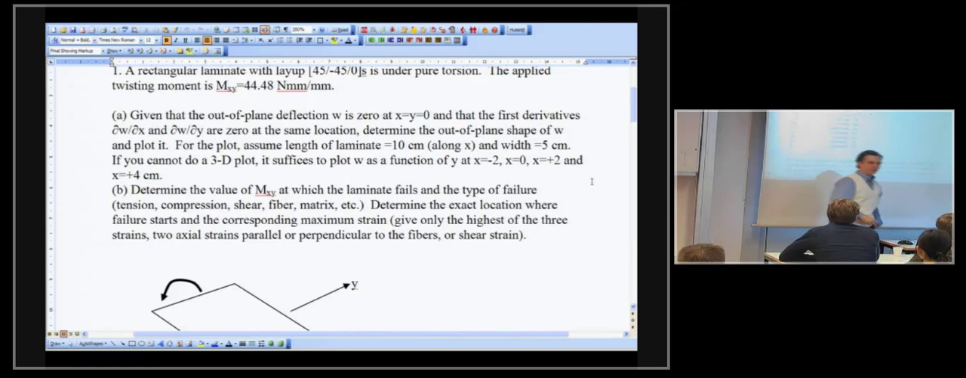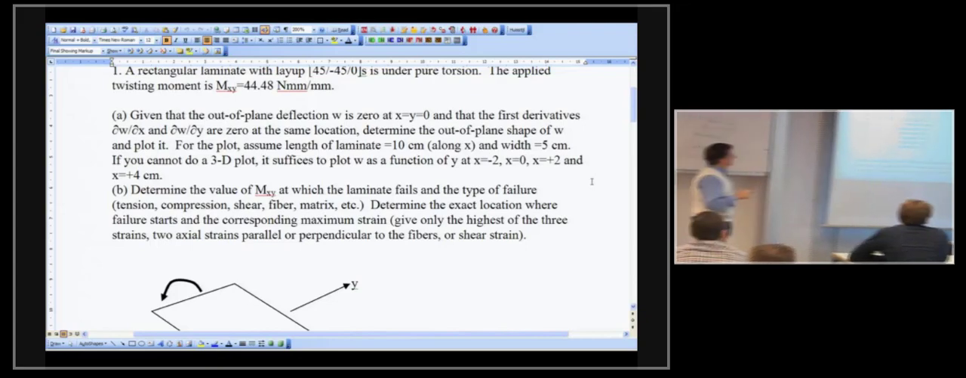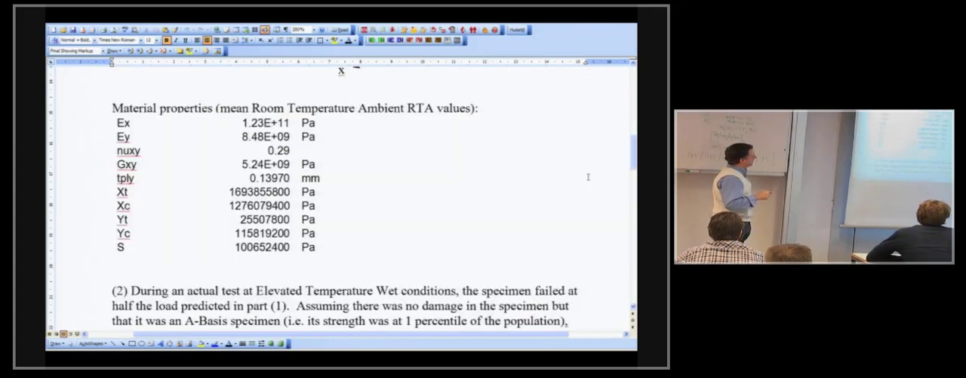I give you material properties. X is parallel to the fibers for the material we are talking about. Y is perpendicular. This is Poisson's ratio, shear modulus, thickness of the ply, and then tension and compression parallel to the fibers, tension and compression perpendicular to the fibers, and shear.